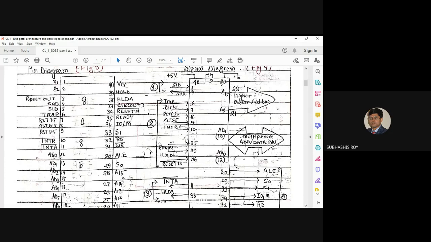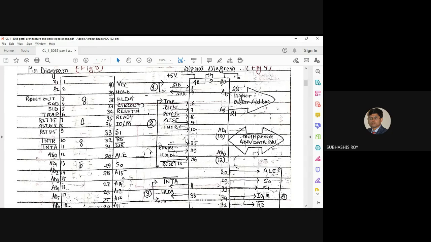Then, which pins are used for interrupt process? Pin number 6 to 11. Which pins are used for serial communication? SOD, SID. There are pins for controlling different internal tasks like IO/M, S1, read, write, ALE, S0. There are pins for particularly upper order address bus, that is A15 to A8. There are pins for hold, there are pins for the direct memory access operation, that is hold and hold acknowledgement.